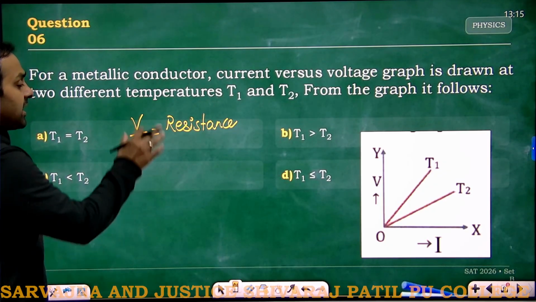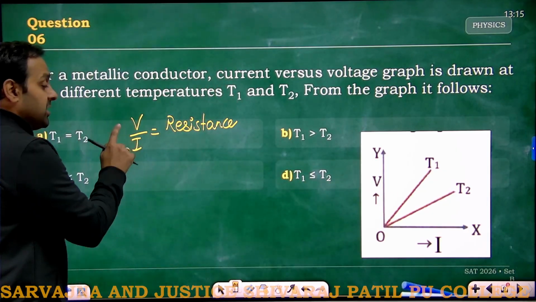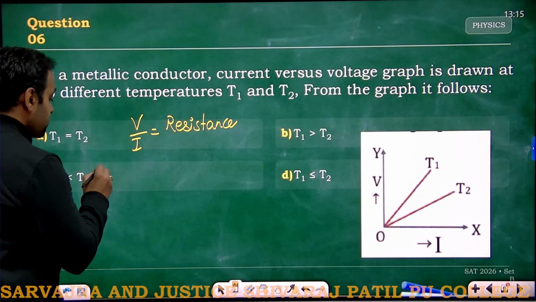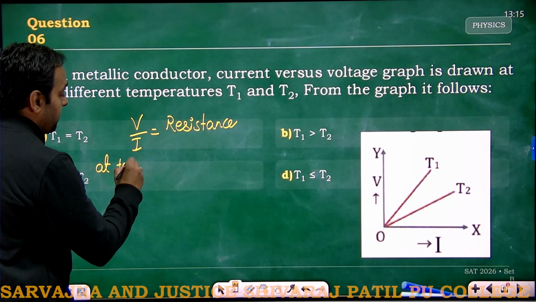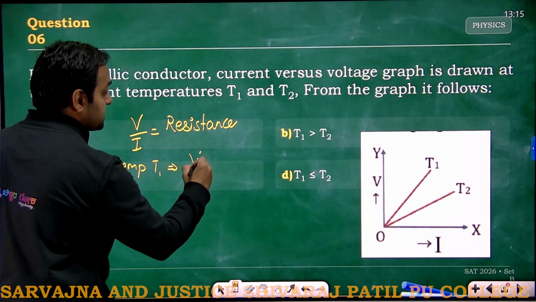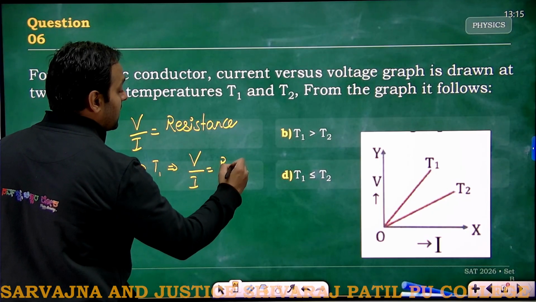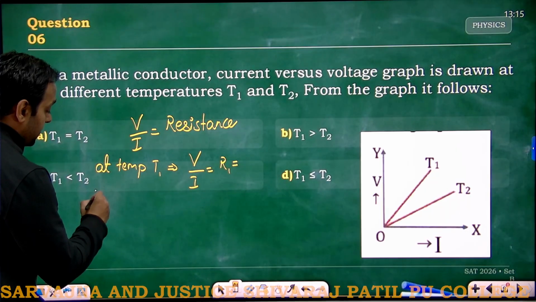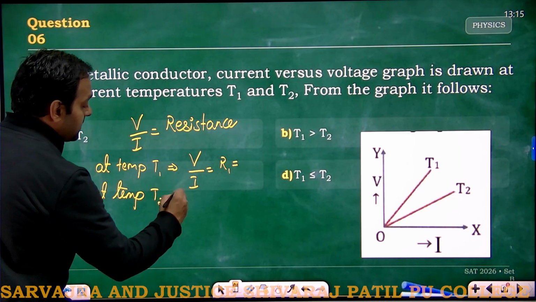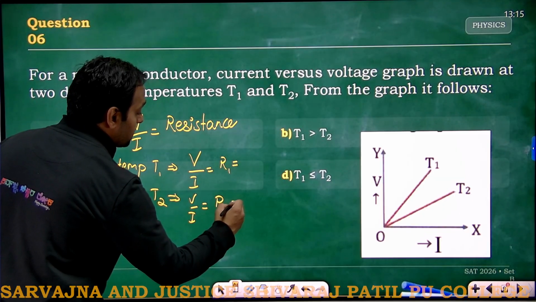Okay, a graph of V versus I is given for a metallic conductor at two different temperatures. Now at temperature T1, let's calculate the value of V by I. V by I, let me call it R1. And at temperature T2, V by I is equal to R2.